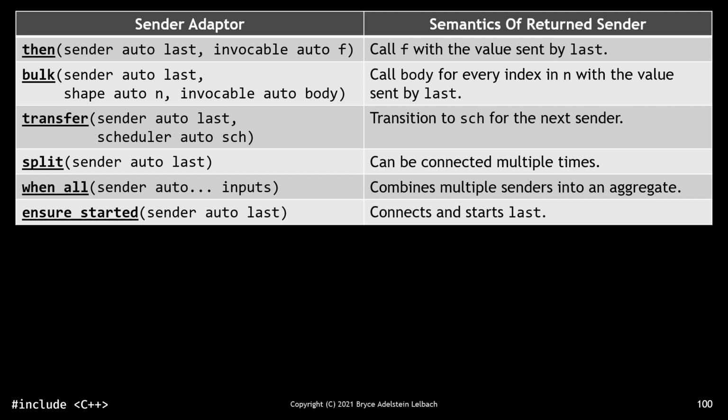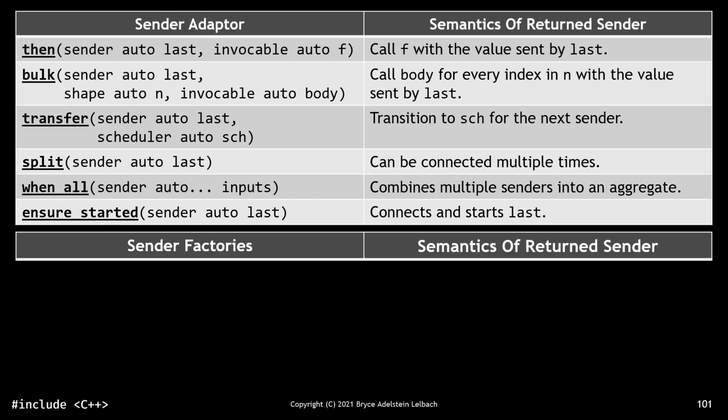non-piped form. ensure_started connects and starts a sender, returning a new sender that will pass the signal sent by the original. If the input sender is a composition containing other senders, those senders will be connected and started as well. Sender factories are another kind of sender algorithm. They do not take senders as parameters, but they do return a sender. Sender factories are used to start new chains and graphs. The senders they return are the root nodes.